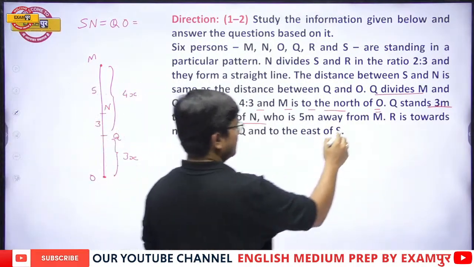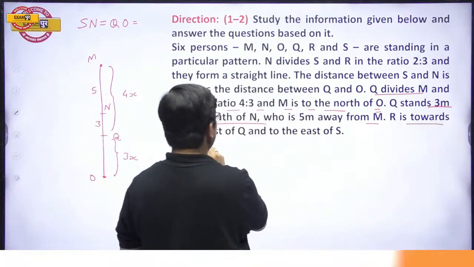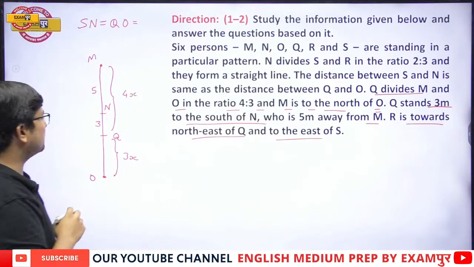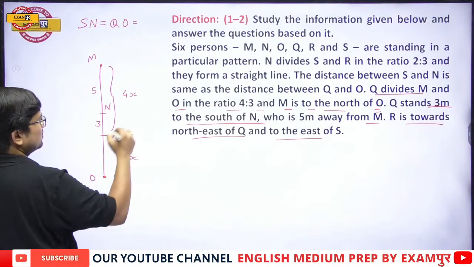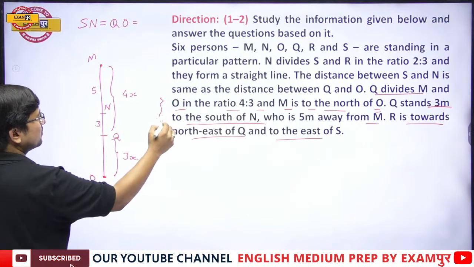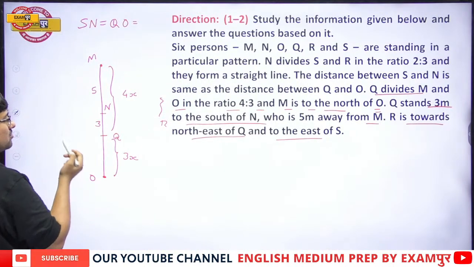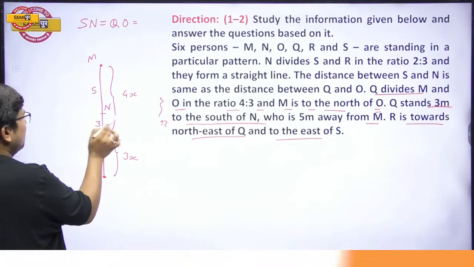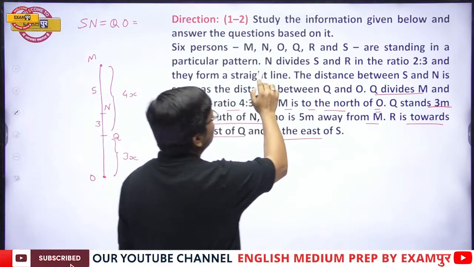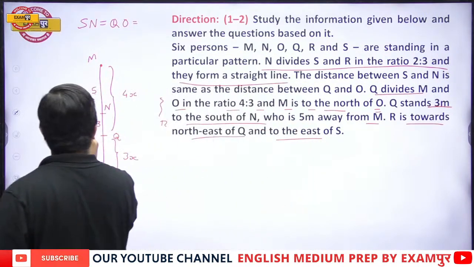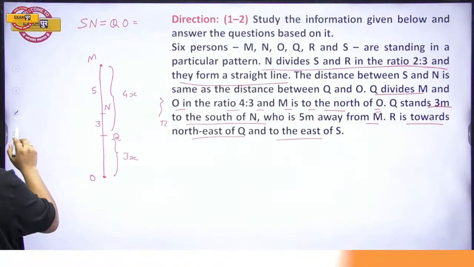Now my dear students, R is towards the northeast of Q and to the east of S. R is towards the northeast of Q means somewhere over here. And if R is over here and R is to the east of S, it means S is somewhere over here. And now it is telling you N divides S and R in the ratio 2:3 and they form a straight line.